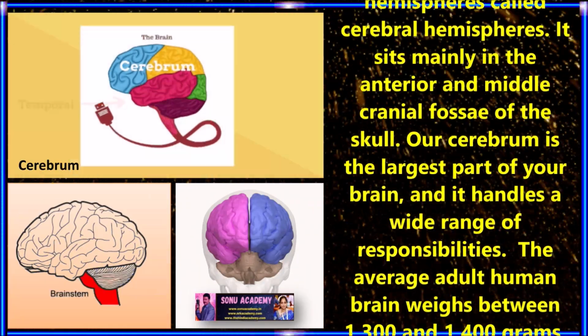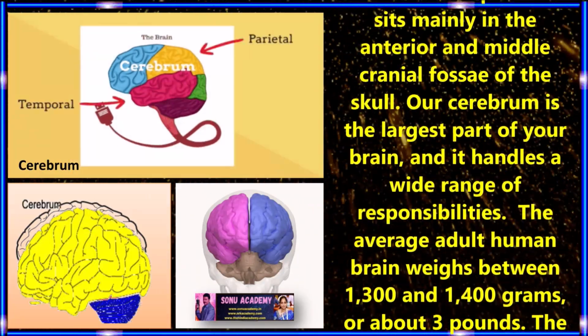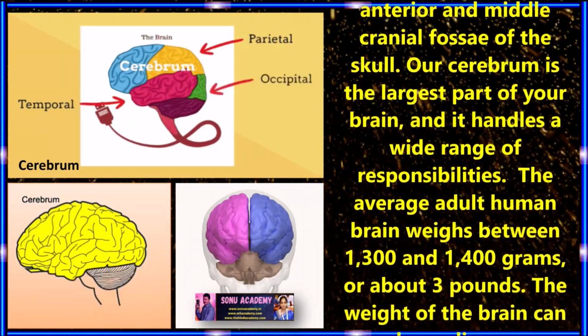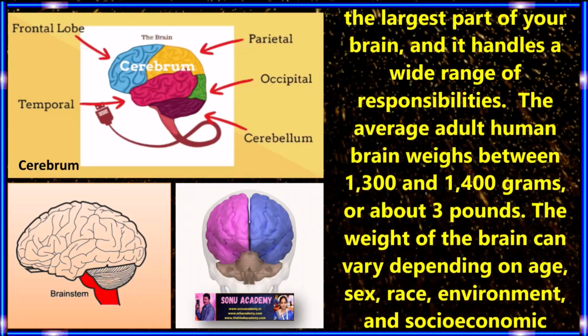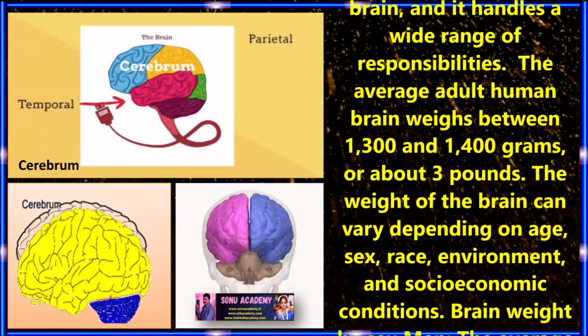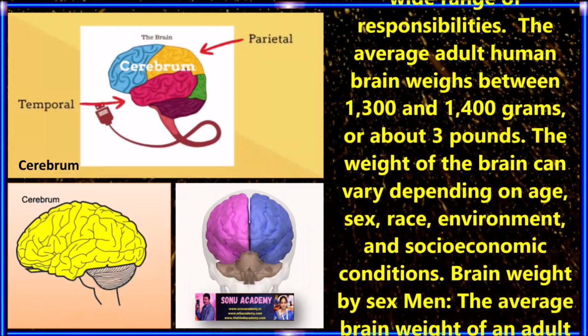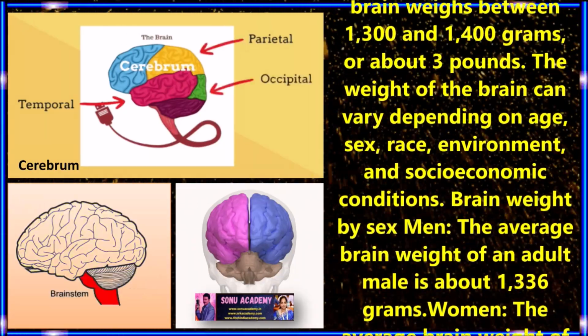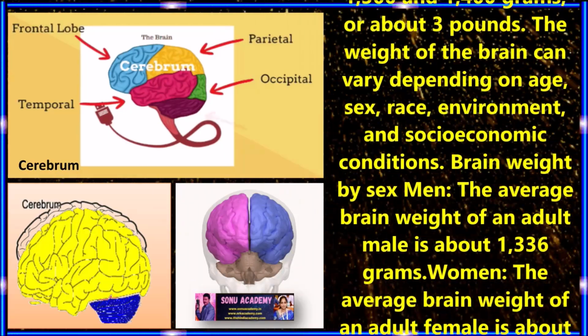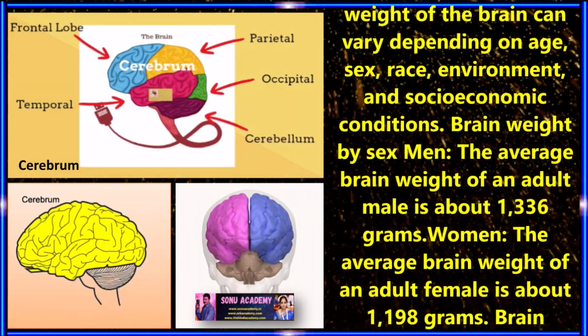Children, the average adult human brain weighs between 1300 grams to 1400 grams, or about 3 pounds. The weight of a brain can vary depending on age, sex, race, environment, and socio-economic conditions. Let us see the weight of the brain by sex. When it comes to the male, the average brain weight of an adult male is about 1336 grams.